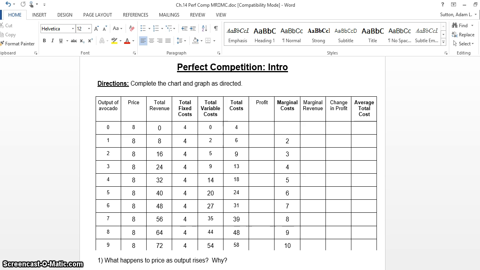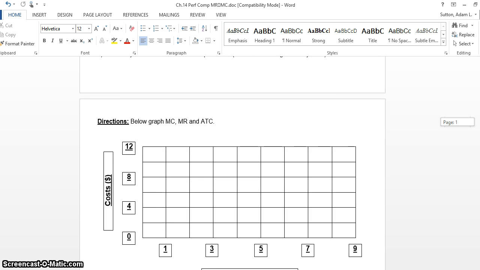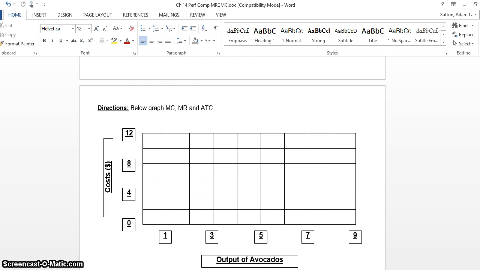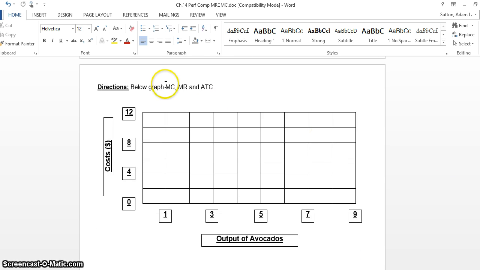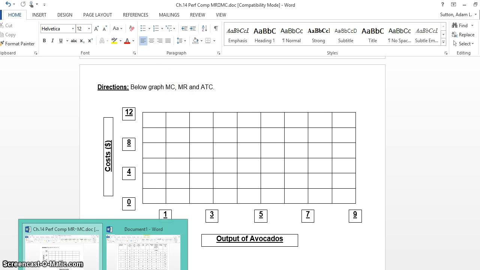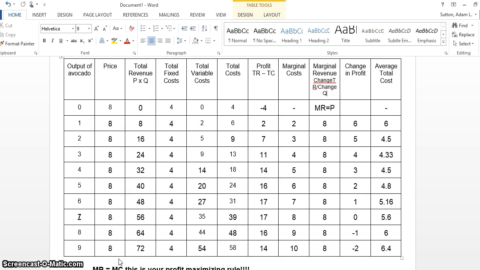Sorry, I'm going to go over here just real quick and double check that that's what I want. Yep, okay. So, those 3 things right there, MC, MR, and ATC. That's your job right now. I'll go back, I'll put the chart up for you. And then we'll get back together, okay? I'll leave that there for you. So you're graphing 3 things. Go, go, go.